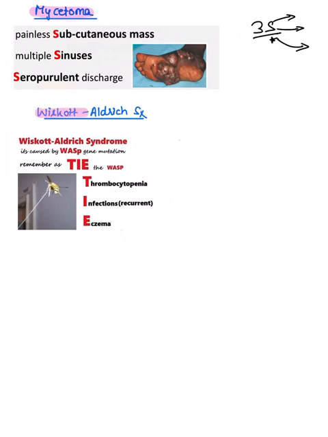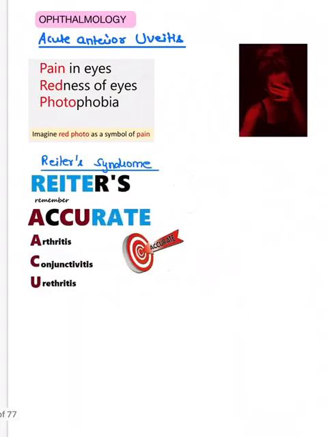Okay, now coming on to the Wiskott-Aldrich syndrome. So you can remember it is like a wasp. Okay, so it is due to WASP gene defect. Means a wasp is running and you are trying to catch it. Okay, so tie the wasp. T is for thrombocytopenia, I is for infection, and E is for eczema.